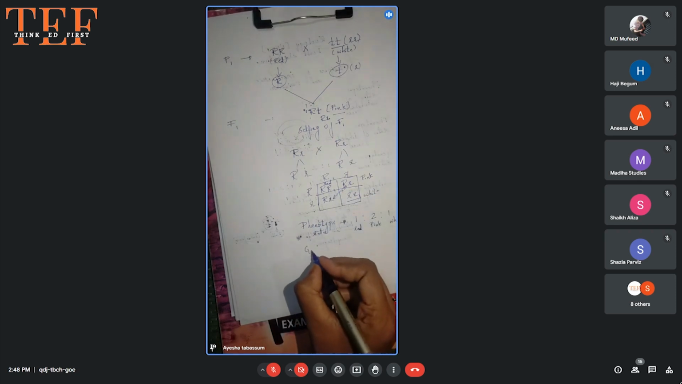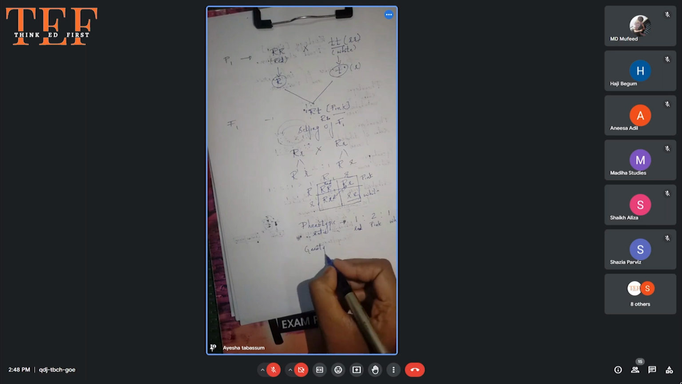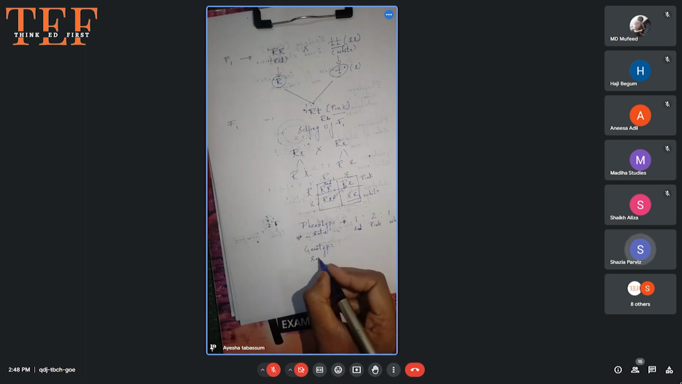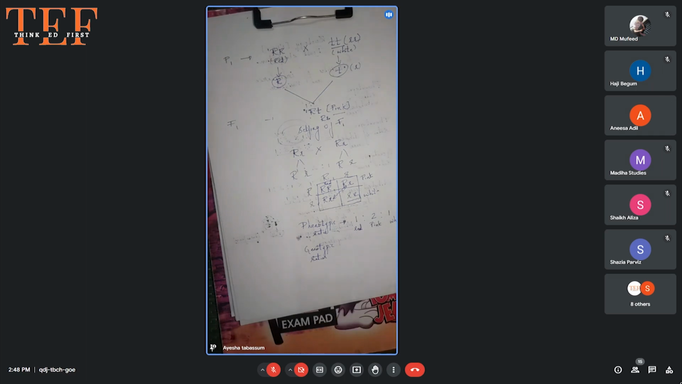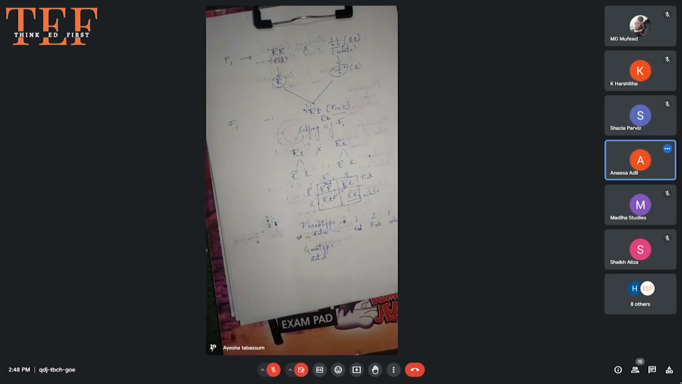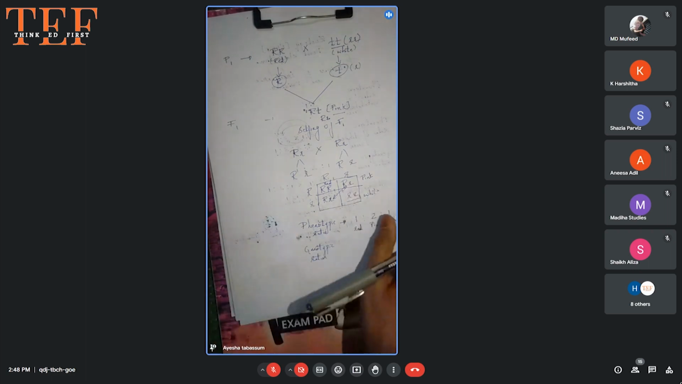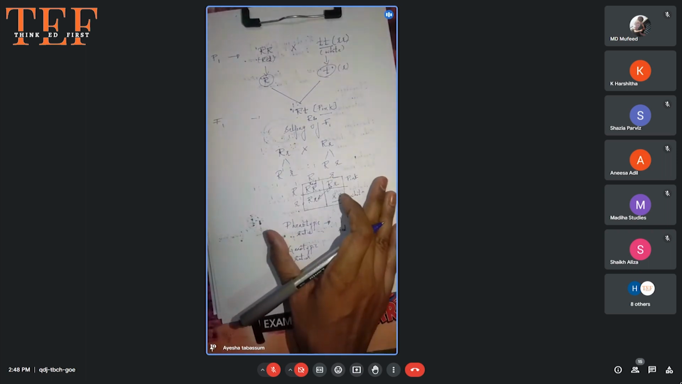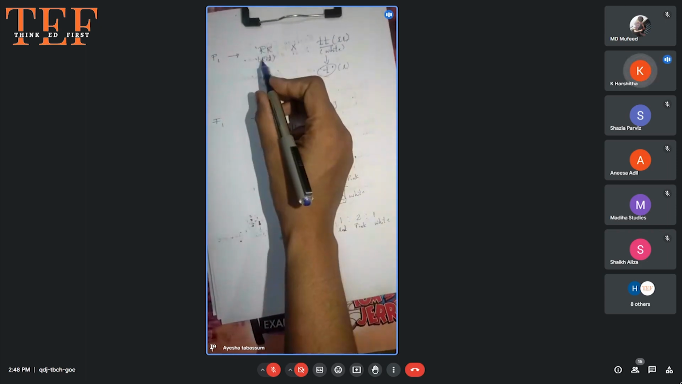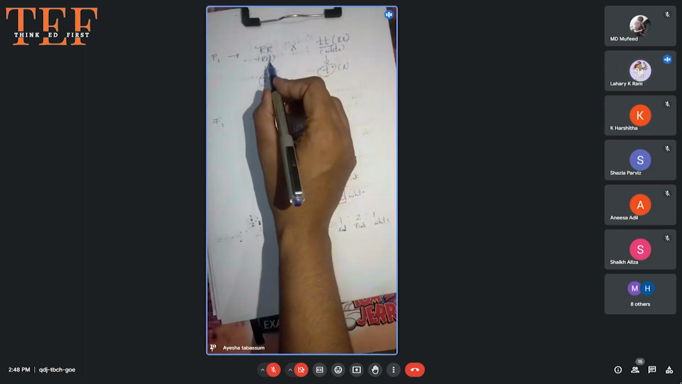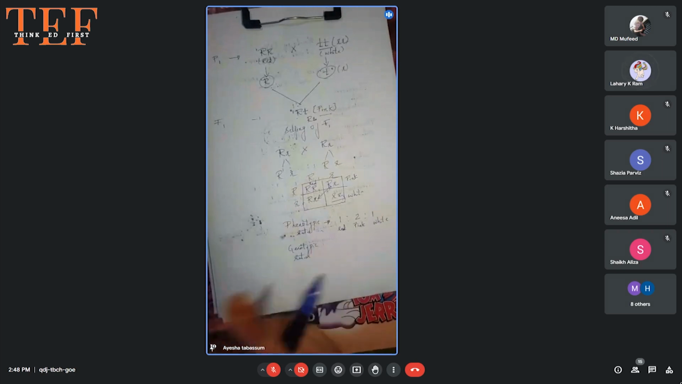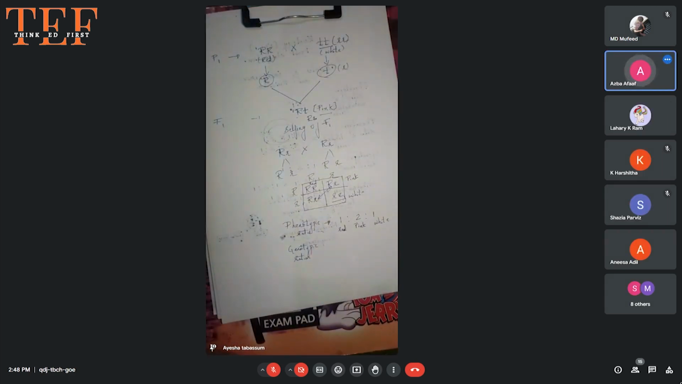And what will be the genotypic ratio? 3:1? No, dear, this is a monohybrid. Don't get confused between a monohybrid and a dihybrid. This is a monohybrid cross, because we are just taking one character, red and white. Only one pair of contrasting characters we are taking.